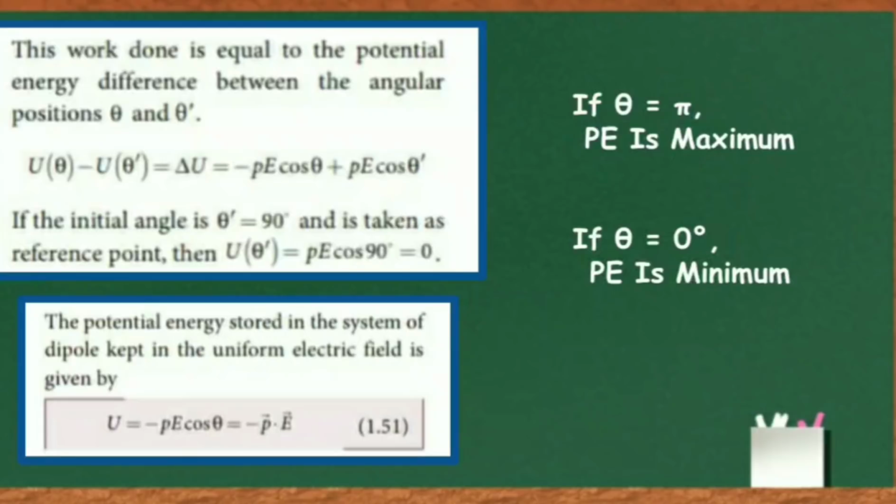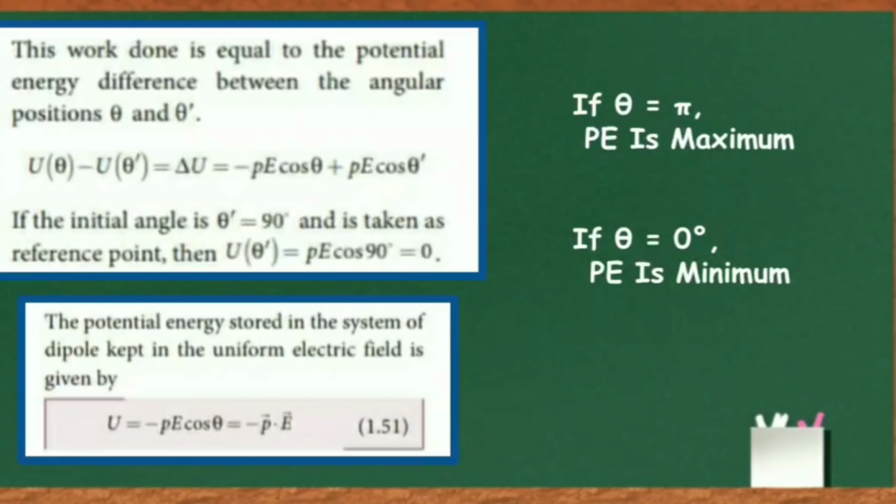Please look into that. You are using small letter p for representing the dipole moment always. So capital U is equal to minus pE cos theta, which is expressed in dot product as minus P vector dot E vector. Okay children, so what happens when theta is equal to pi? Substitute in this formula in 1.51.